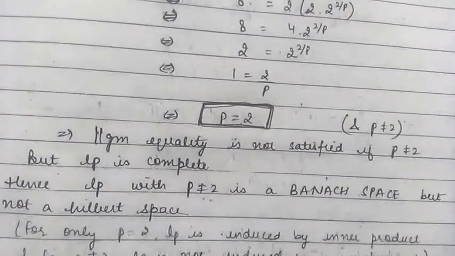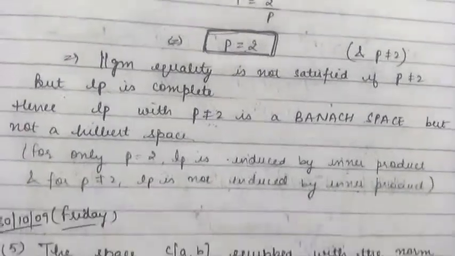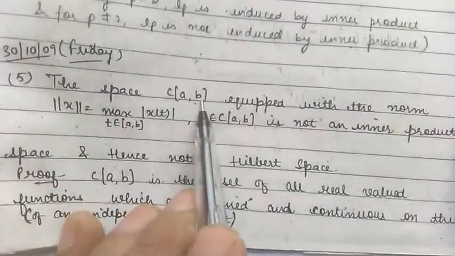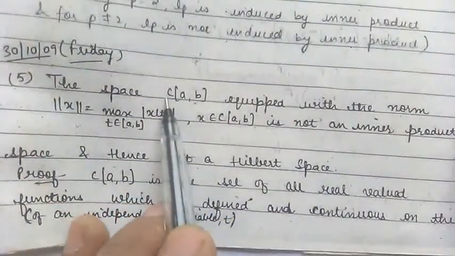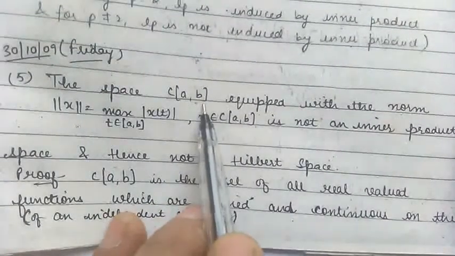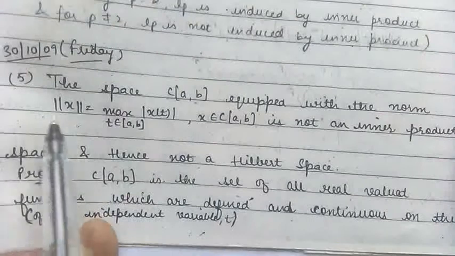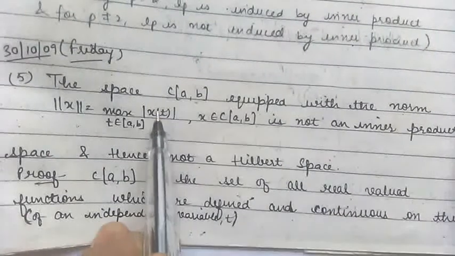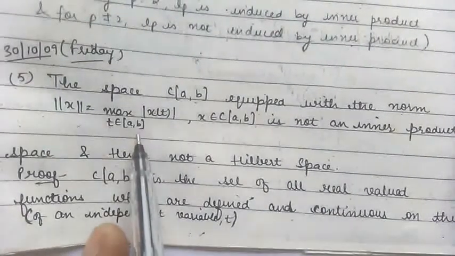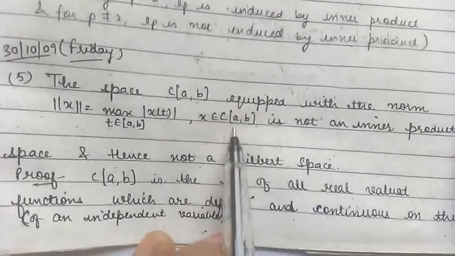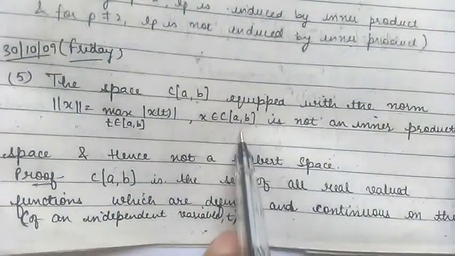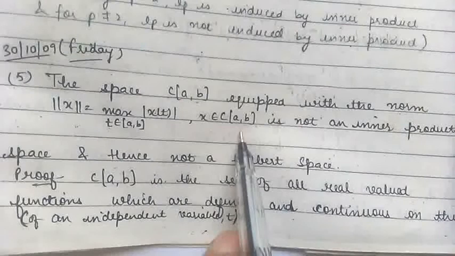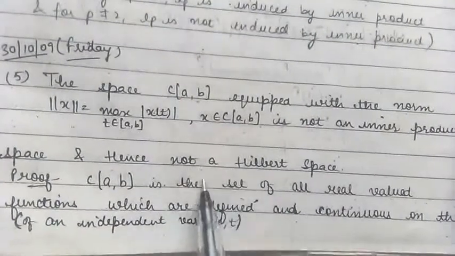So this was one of the examples of the spaces which is not a Hilbert space. Now we discuss one more example of a space which is not a Hilbert space. The space C[a,b], the space of all the continuous functions defined on the closed interval [a,b]. In this space we define the norm by this definition: the norm of x is equal to the maximum of mod of x(t), where t belongs to the closed interval [a,b] and x is an element belonging to this space. We will prove that in this space the parallelogram equality is not satisfied, and hence this will not be an inner product space and hence not a Hilbert space.